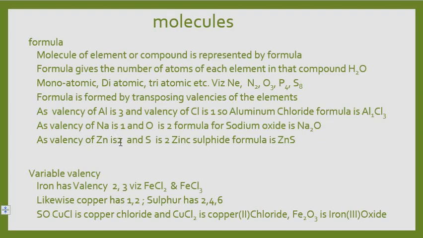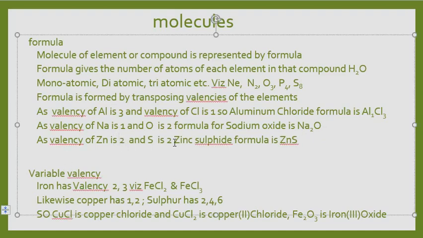Zinc is 2. The valency of zinc is 2 and sulfur is 2. So it is Zn2S2. Zn2S2 means what? If it is the same on both sides, we don't write the 2. We write it as 1, which is not written. ZnS. Al1 need not be written. So the valencies of the elements are transposed to form the formula for the compound.